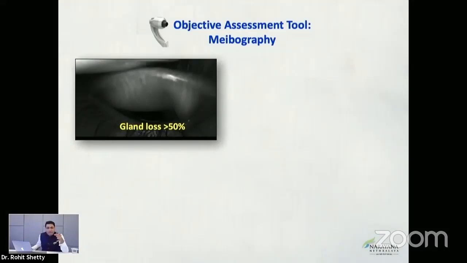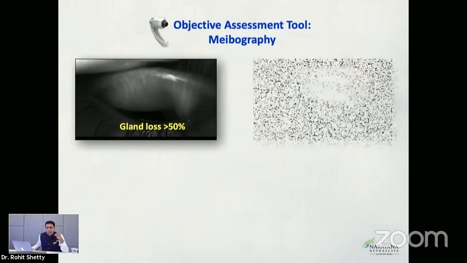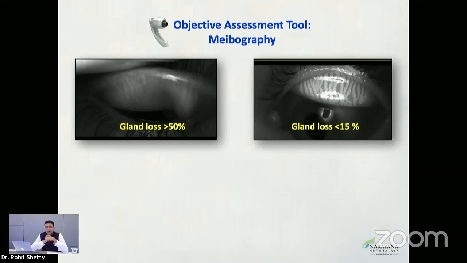But I'll play devil's advocate here. This is very important. Let's look at two pictures. You look at a gland loss. There are machines today from IDRA which give you the amount of gland loss also. So you have a gland loss of 50% and a gland loss of 15%. If I ask you which one would be more symptomatic, the very logical answer is that the gland loss with 50% would be more symptomatic. He should be the one who has a lot of problems compared to this gentleman out here who has a very small amount of gland loss. But the answer is completely wrong.